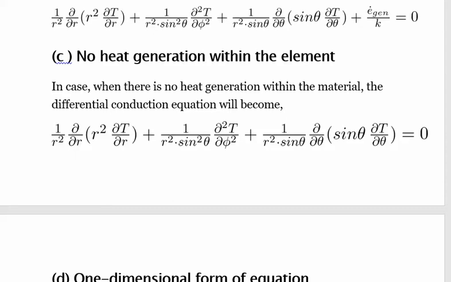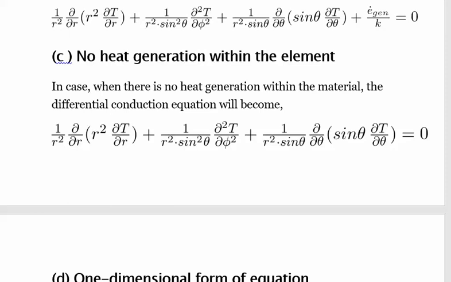And the equation will become 1 by r square del by del r of (r square del T by del r) for the r direction, plus 1 by r square sine square theta del square T by del phi square for the phi direction, plus 1 by r square sine theta del by del theta of (sine theta del T by del theta) for the theta direction, plus heat generated with respect to the thermal conductivity is equal to 0.